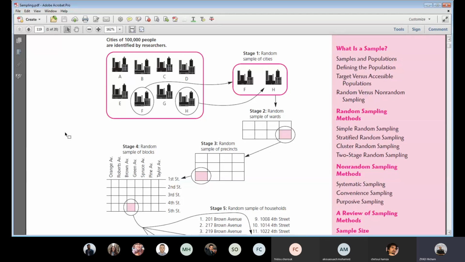Again, what can you say about random versus non-random sampling?